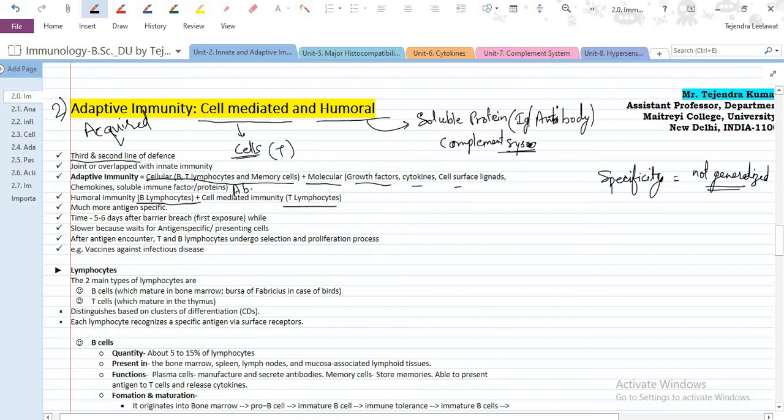Suppose a bacteria is inserted into our body. Our body works out which type of bacteria it is, and we have to make a different type of chemical which is very specific to only this type of bacteria and does not affect another type of bacteria, and then we have to kill them. So it is specific.